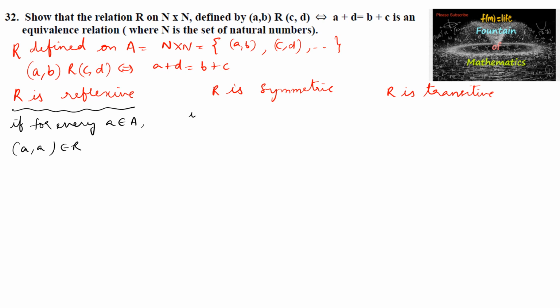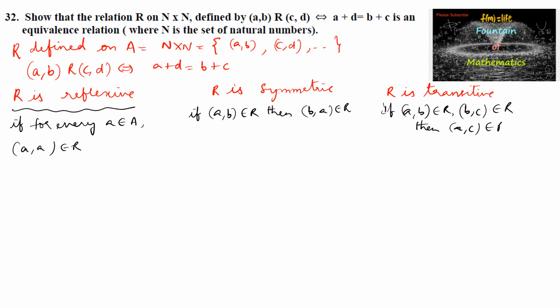And for symmetric, if a is related to b, that is (a, b) belongs to R, then (b, a) must belong to the relation R. And for transitive, if (a, b) belongs to R and (b, c) belongs to R, then we need to prove that (a, c) also must belong to R, for a, b, c belonging to the set A. So these are the basic definitions to prove it.